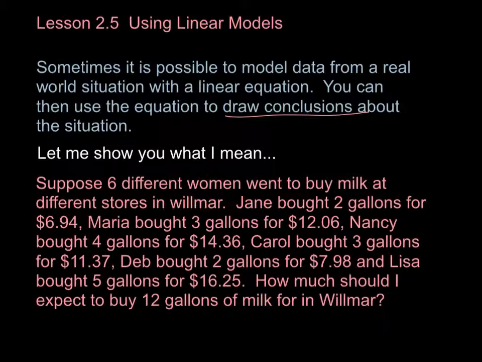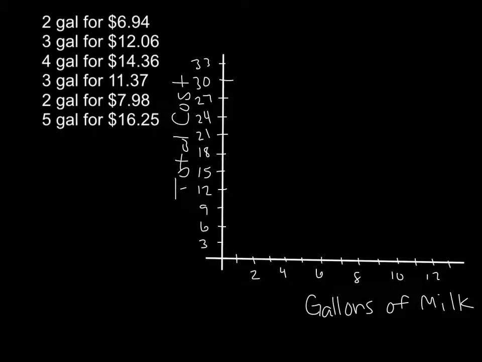So the question becomes, because of all of this data, how much should I expect to pay to buy 12 gallons of milk in Wilmer? Now, of course, it's going to depend on where we go, but we can get an approximation based on the data we've gathered from these women. So I've summarized the information in the top left-hand corner. What we're going to do is start with graphing this data.